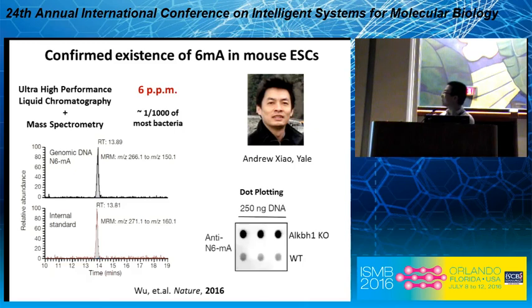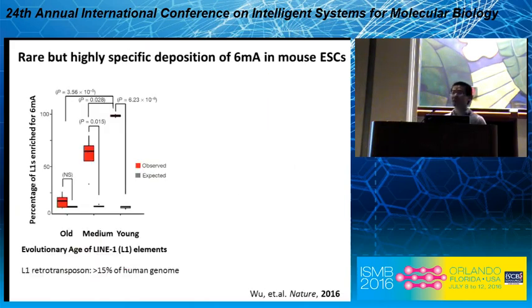This is really rare, but then we also discovered a 6-MA demethylase. So after we knock out this gene, we see a much increased level of 6-MA. Now the question is, and you may ask, and even we asked ourselves earlier, that if it's really rare, then is it even functional at all in mammals? The answer is yes, it is functional, because it's rare but highly specific to certain regions.